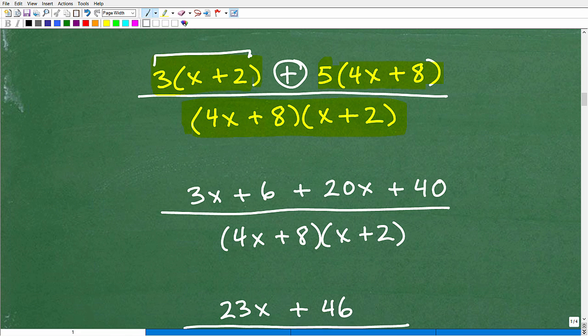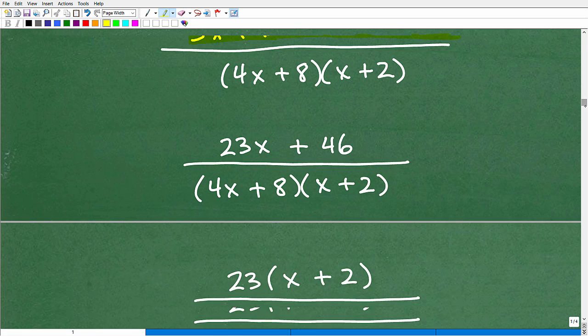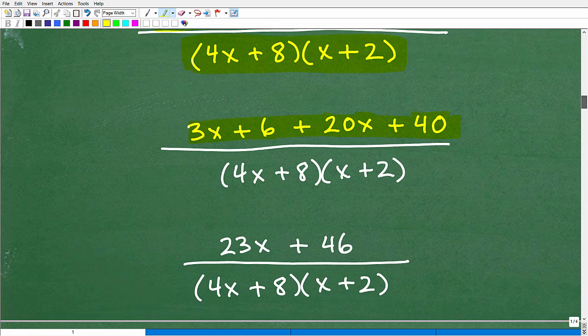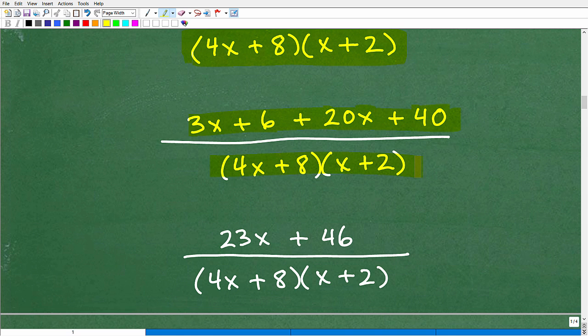Here I can do the distributive property. So that's going to be 3x plus 6. You can see that's right there. And then I have 5 times 4x, and 5 times this 8, that's going to give me 20x plus 40. All right, so this is my numerator. Now notice I still haven't multiplied my denominator. You always want to keep things factored until the end. So let's go ahead and combine like terms.